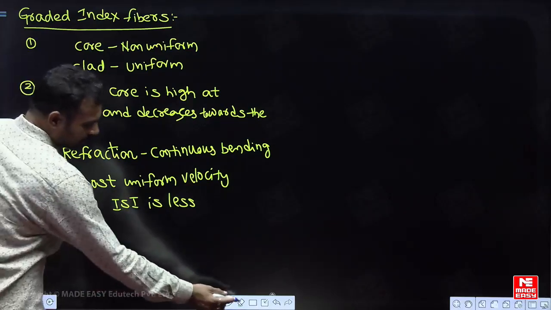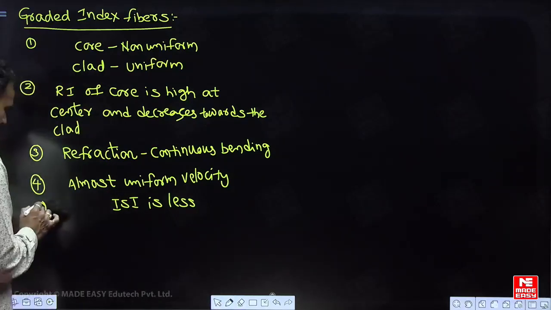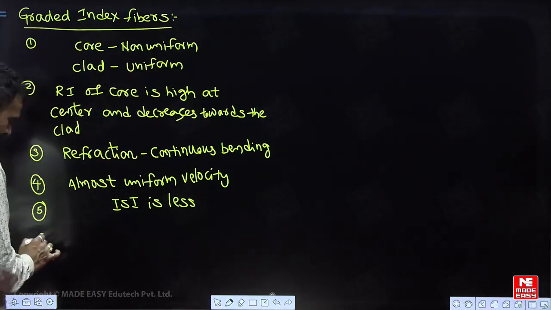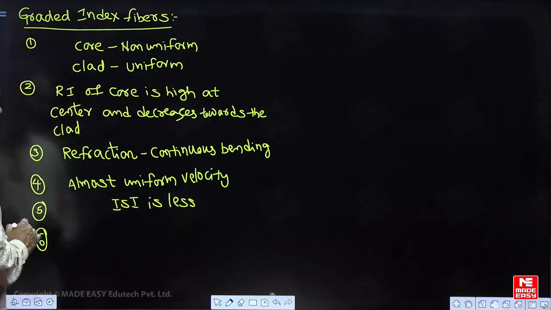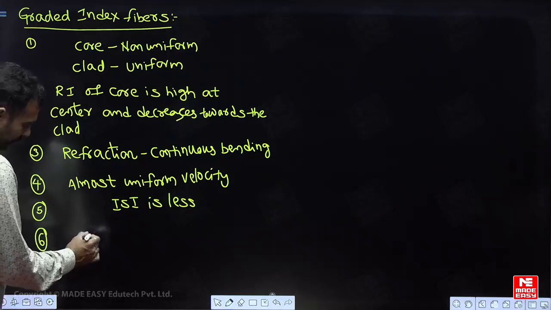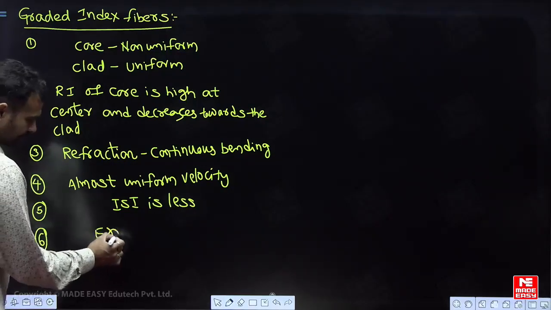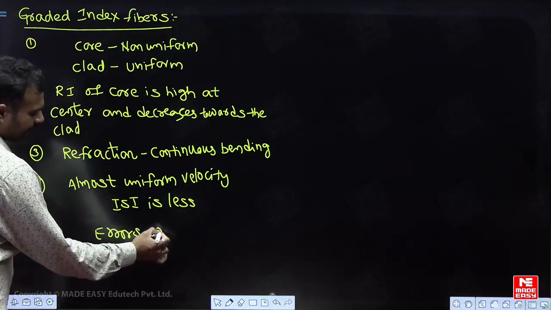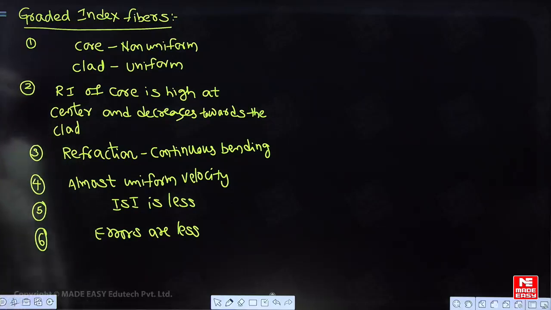Now we are discussing the next point, point number 6. So, almost uniform velocity, ISI is less, and the next important thing we can observe here very clearly is that errors are less. So this is the complete concept of the gradient index fiber. All of you please observe the diagram. These points are written here.